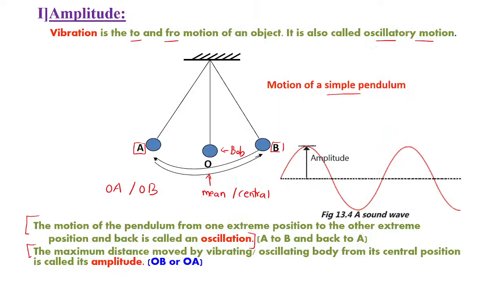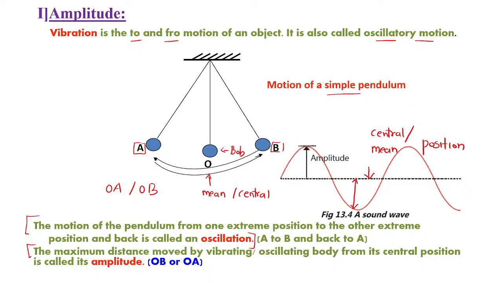The dotted line represents the mean position. What is another name for mean position? It is also called central position. Suppose the wave starts from here, the maximum height of a crest or the height of a trough will be termed as amplitude. Depending on the height, the amplitude can be different. So what is amplitude?